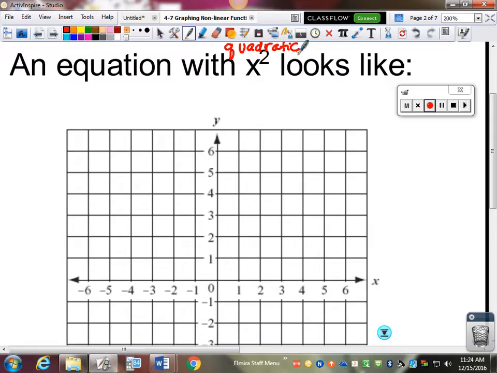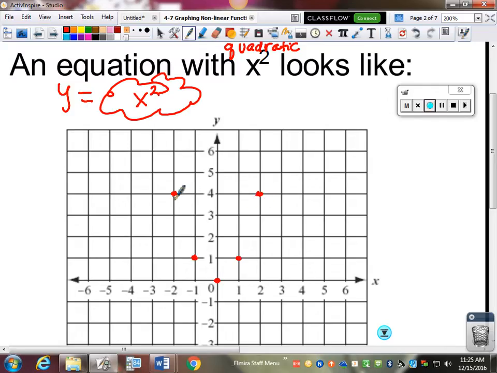Okay, it's basically a y equals, and then there'll be some stuff after the y equals, and somewhere in that stuff you'll see an x squared. There might be a coefficient in front of the x. You might add or subtract something with it, but that's a quadratic if there's an x squared in there somewhere. And basically, a very basic version of the function looks like this.